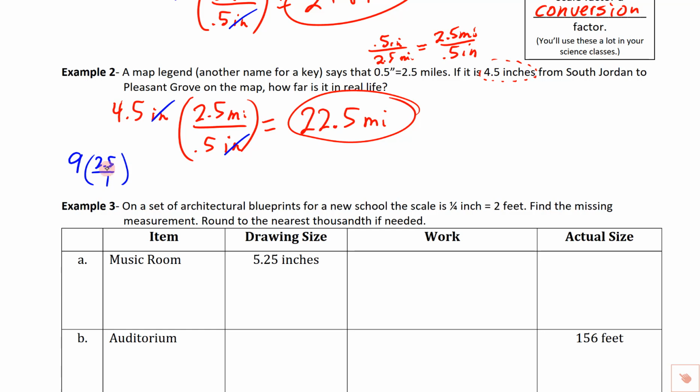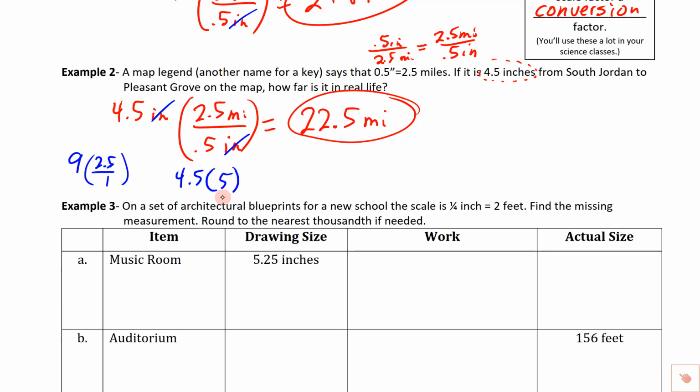I could also do this. I could cross-cancel the 0.5 with the 2.5. Again, it's kind of like 5 going into 25. So I end up with 4.5 because I didn't change that at all. And this ends up being, let's see, 5 goes into 25. That goes in 5 times.